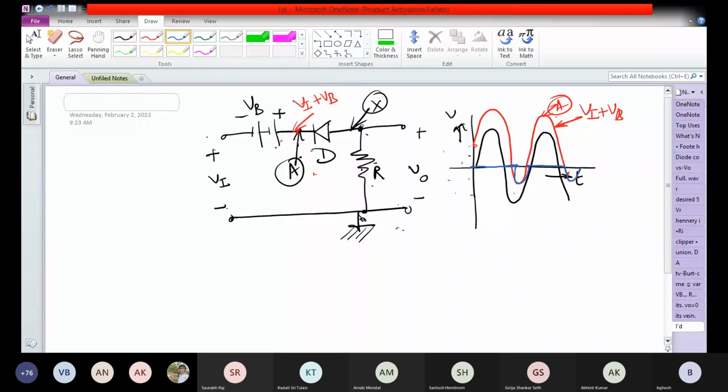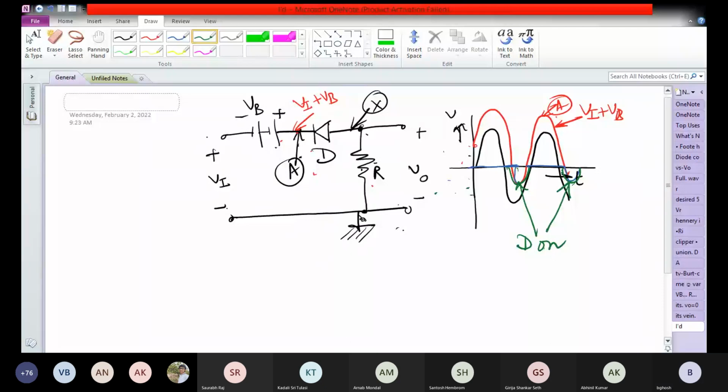Like that. In this part of the circuit, the diode D is on, because when the diode D is on, then the voltage at point X becomes equal to the voltage at point A.